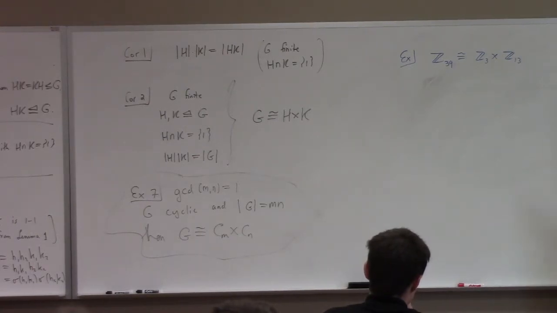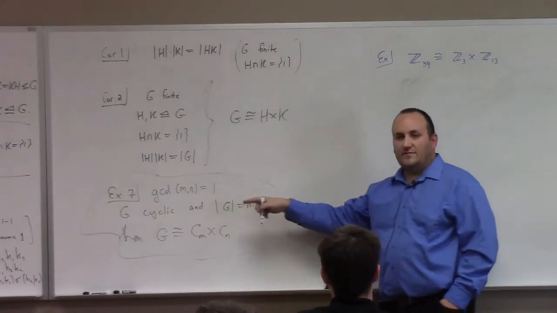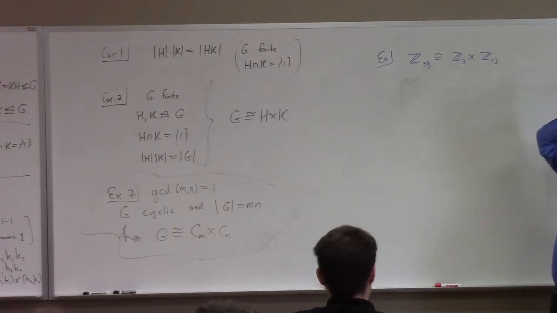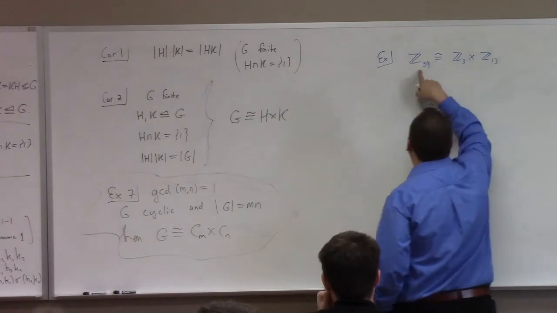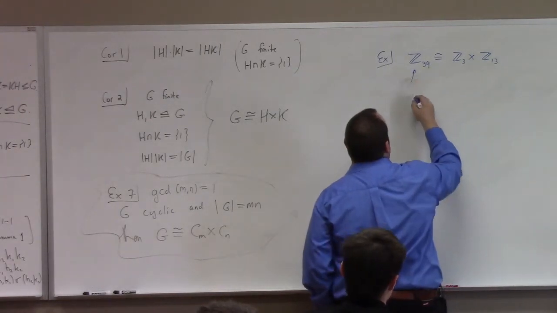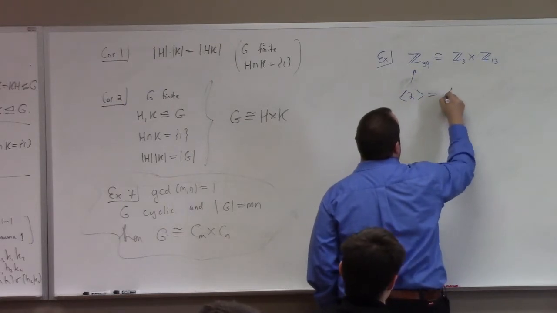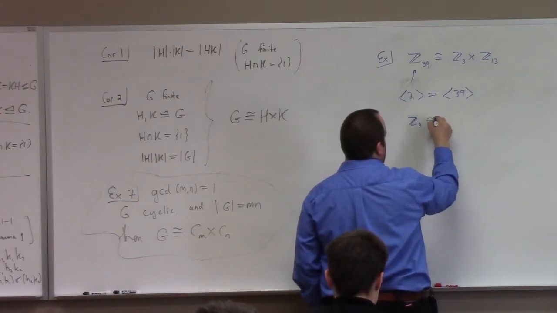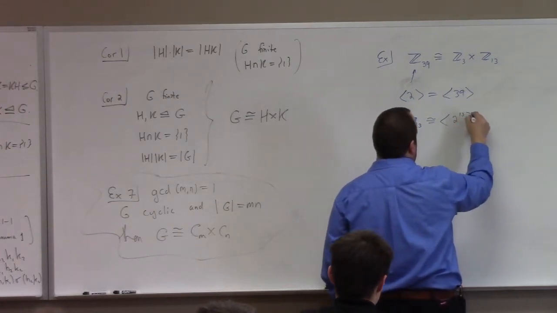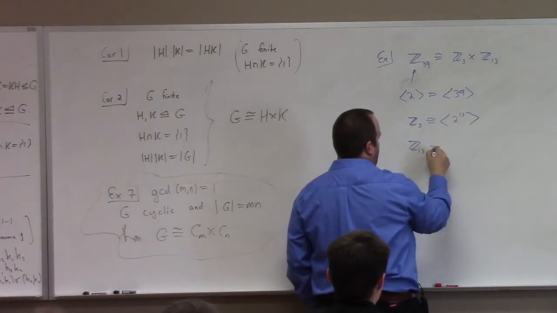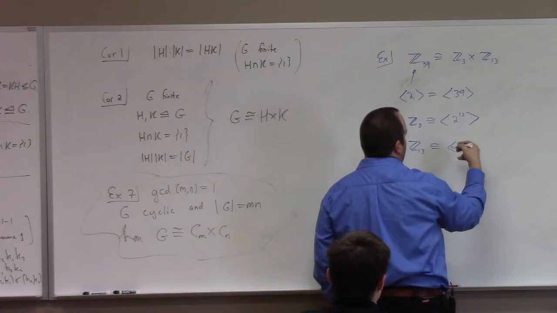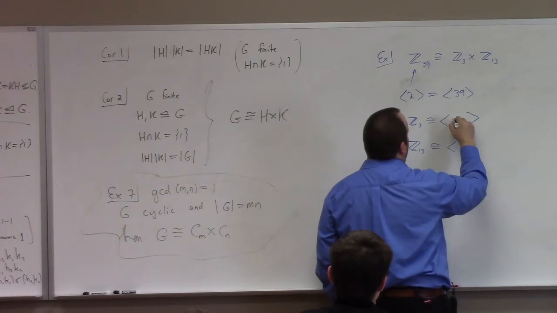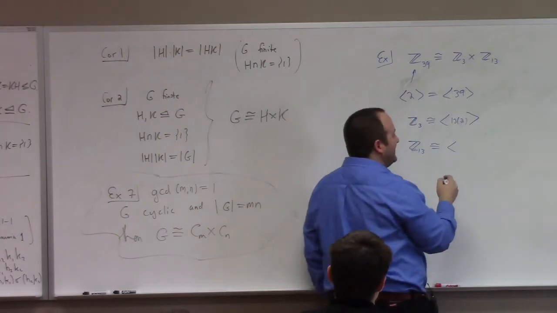And if you work out the details of example 7, it even gives a prescription for finding the generators of these subpieces. So what's the generator of Z39? Like Z3 is isomorphic to, I believe, the subgroup generated by 13 times 2, and Z13 by 3 times 2. Sorry, I'm confusing myself about which world I'm in.